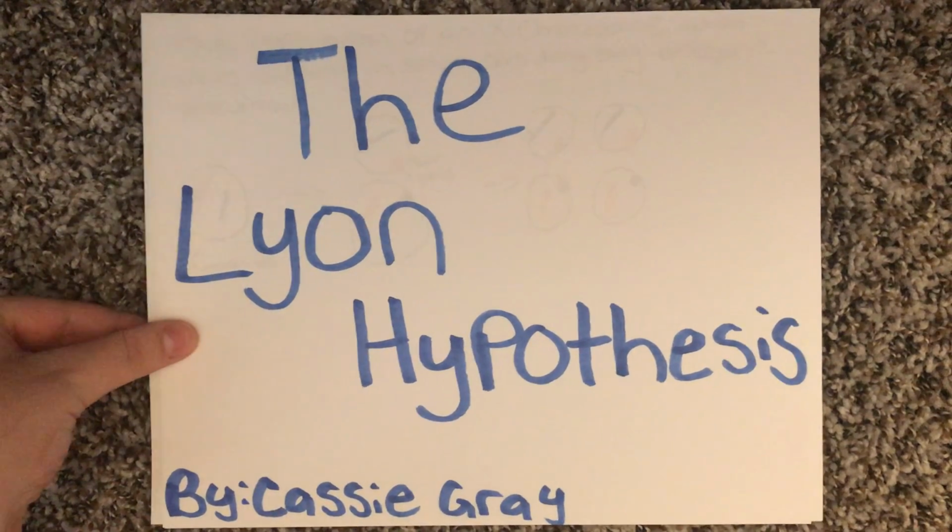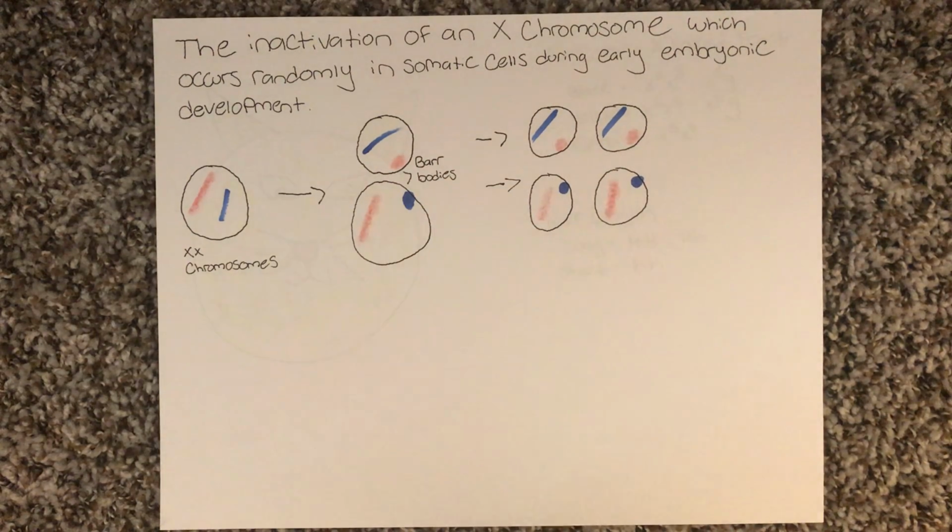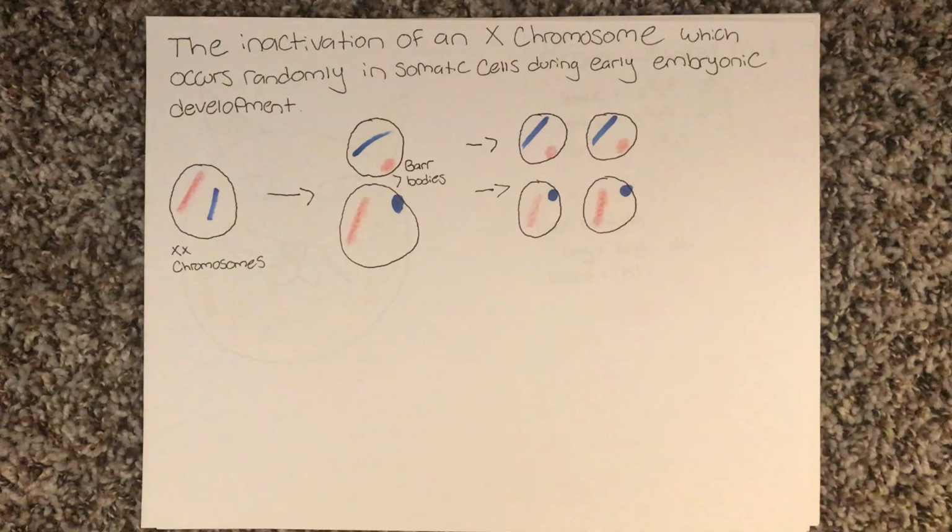The Lyon hypothesis is the inactivation of an X chromosome, which occurs randomly in somatic cells during early embryonic development. Once the X chromosome is deactivated, all progeny cells will have the same X chromosome deactivated. This is done so that cells that have two X chromosomes, such as female humans, won't have twice the amount of protein production as organisms with one X chromosome, such as male humans.